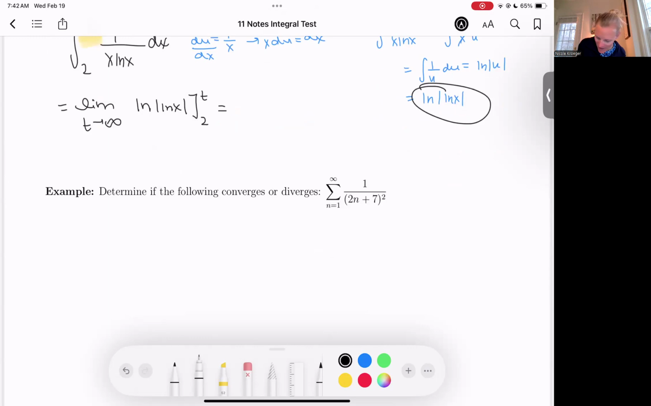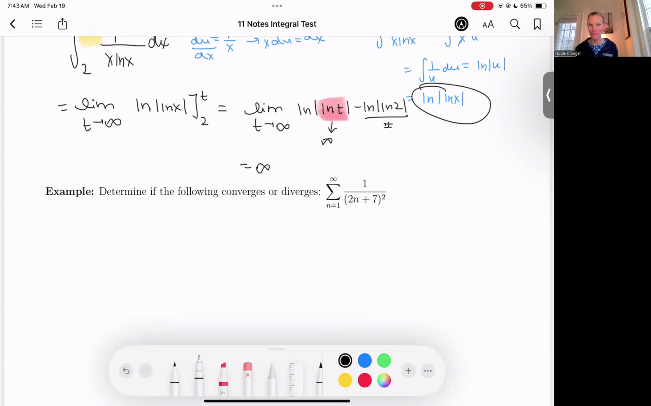Now we're going to plug in our bounds. So we're going to get the limit as t approaches infinity of ln of ln of t minus ln of ln of 2. Ln of t as t approaches infinity is going to approach infinity, and ln of that is also going to approach infinity. This is just going to be a number. So we're going to have infinity minus a number, which is going to give us infinity.